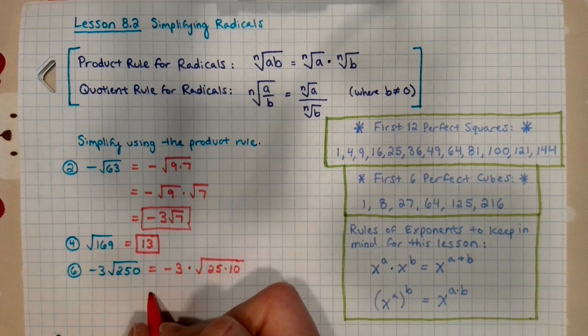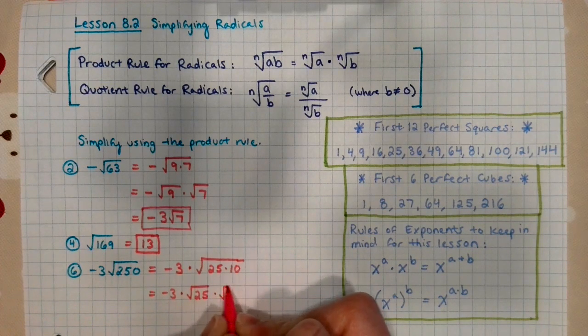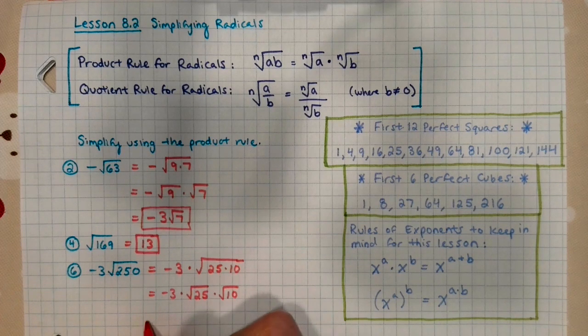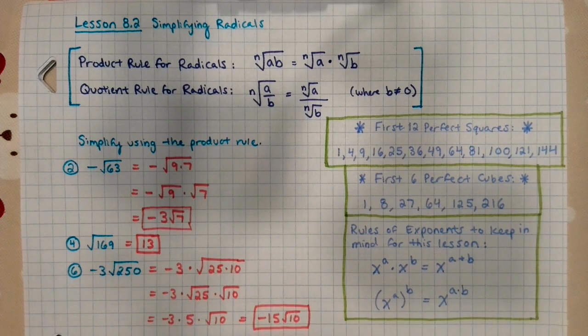So now we have negative 3, and again, we can break this apart into the square root of 25 times the square root of 10 using our product rule for radicals. And this is now going to be negative 3 times 5 times the square root of 10, which is equal to negative 15 square root of 10. And that would be our final answer.